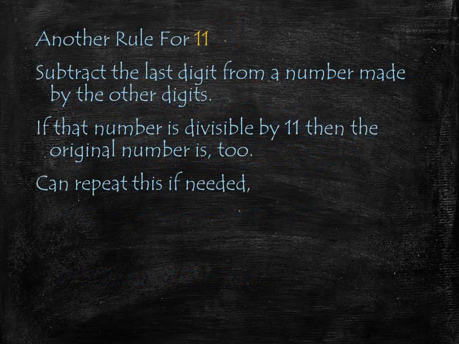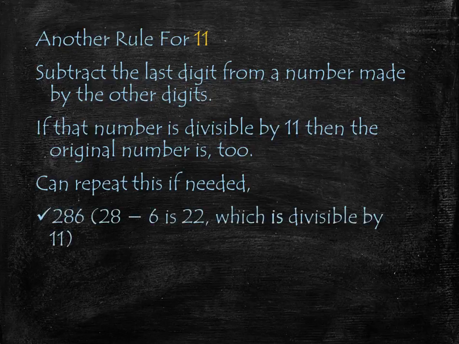There is another rule for 11 which can be used. Subtract the last digit from the number made by the other digits. If that number is divisible by 11, then the original number is too. Can repeat this if needed. For example, 286. 28 minus 6 equals 22. So yes.